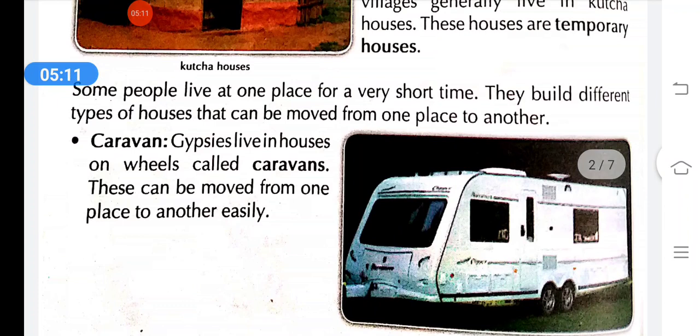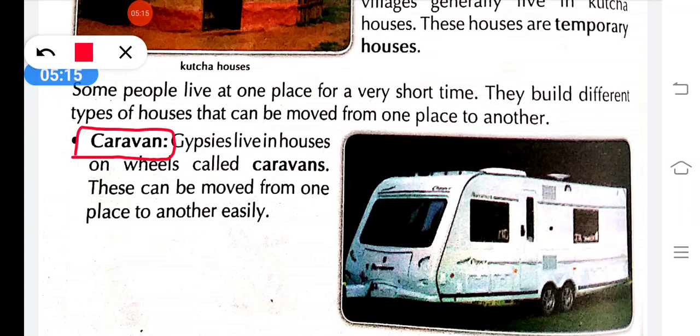Let's start with caravan. Have a look. This is a caravan. Gypsies live in this type of houses. Gypsies means people of Egypt. Okay. They live a nomadic life. That means they move from one place to another. That's why they carry caravans, so that they can move from one place to another place very easily.